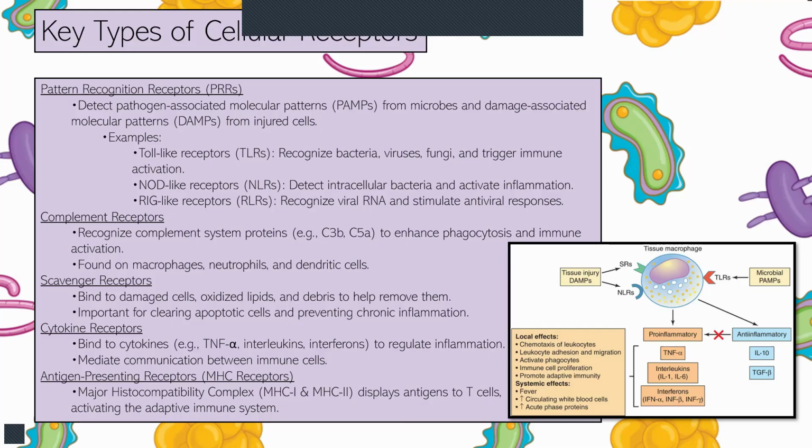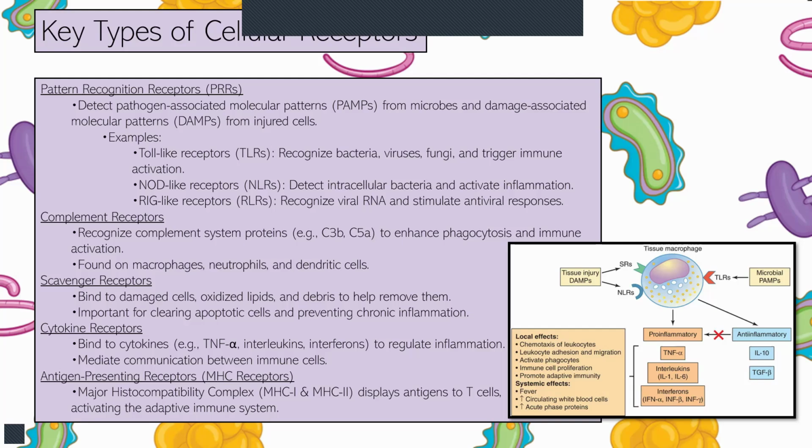Beyond direct pathogen detection, PRRs also work alongside other immune mechanisms. Complement receptors, these are the enhancers. These receptors recognize complement proteins such as C3b and C5a that tag microbes for destruction. They're found on macrophages, neutrophils, and dendritic cells, and they amplify phagocytosis and promote immune activation. Scavenger receptors, these are what we call the cleanup crew. These receptors specialize in detecting and removing dead cells, oxidized lipids, and cellular debris. Without them, cellular waste could accumulate, leading to chronic inflammation and disease.